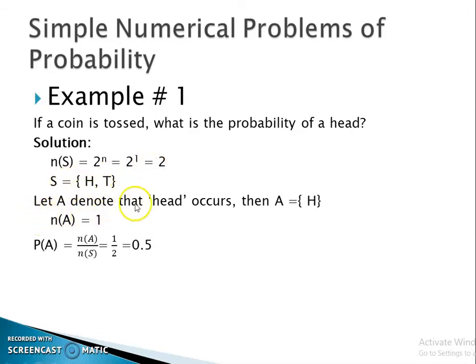Let A denote that heads occurs, then A equal to H. We are interested in heads, so the outcome of interest A is equal to H. Favorable cases are 1. Probability of event A equal to favorable outcomes divided by total possible outcomes, which is equal to 1 by 2 and is equal to 0.5.